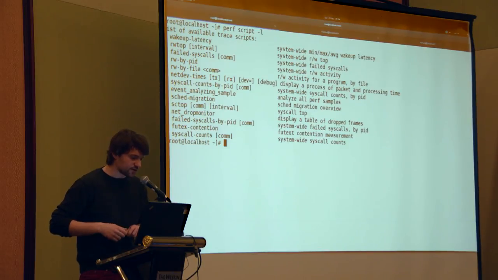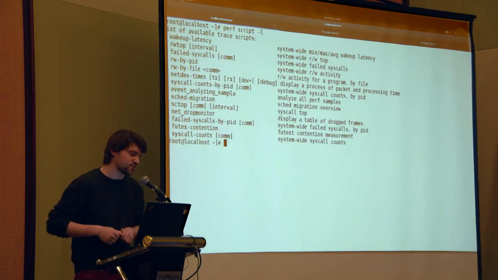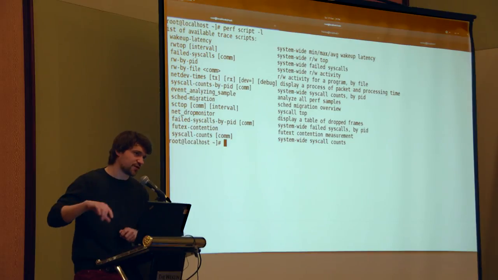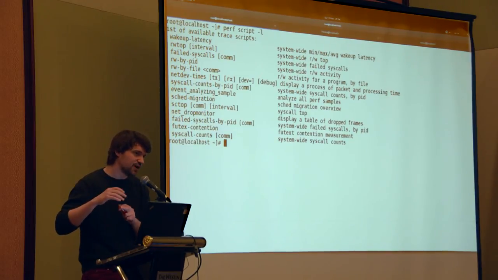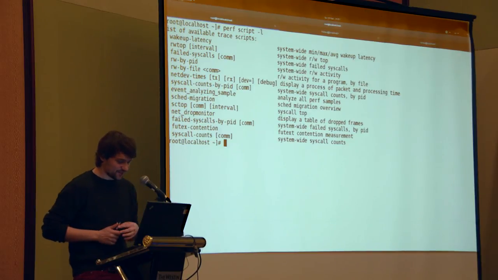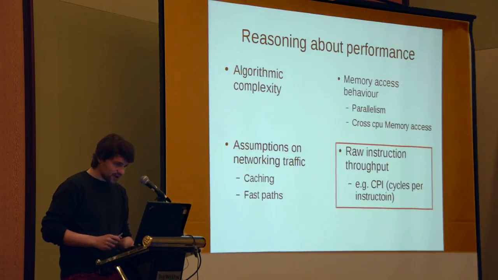There are quite a lot of other cool scripts I would like you to play around with, like netdev-times, which places a probe on the net_rx_action and the return of the net_rx_action. It's not very granular, but it shows where most of your time is spent during the execution of the softirq. Just play with them and also look into the comments at the top of the scripts. They give you much more detail about what they do.